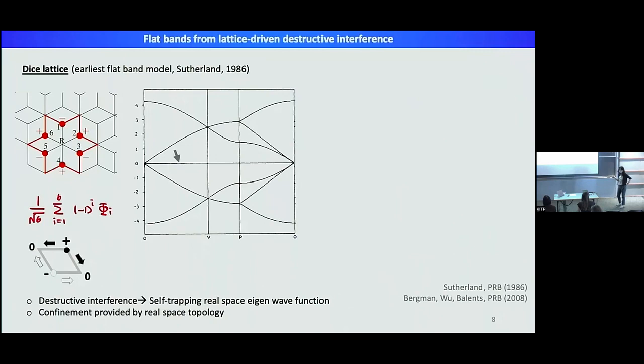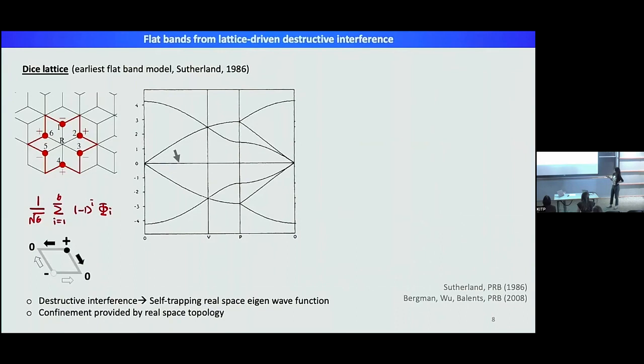And here is an illustration. I want to mention that although this is a relatively old idea, there's a renewed interest in flat band hosting lattices because of their connection to band topology. I'll borrow these illustrations from both the older and some of the relatively modern literature. This plot on the top left is an illustration of the real space eigenwave function of the flat band on the dice lattice.